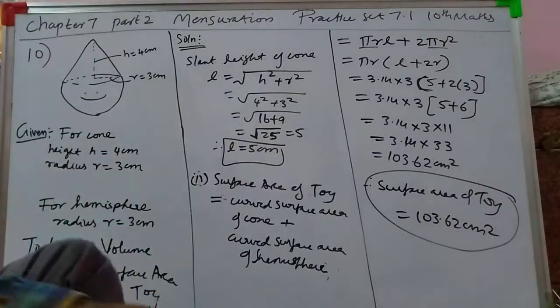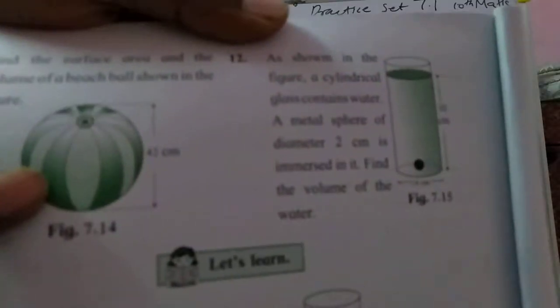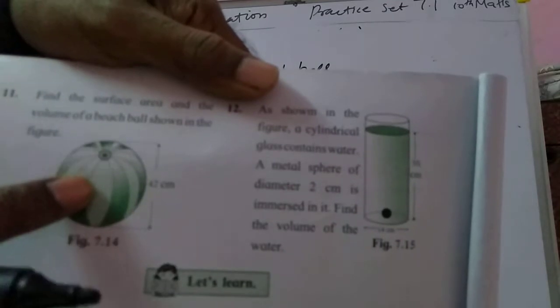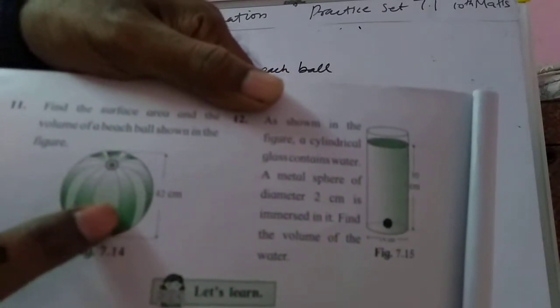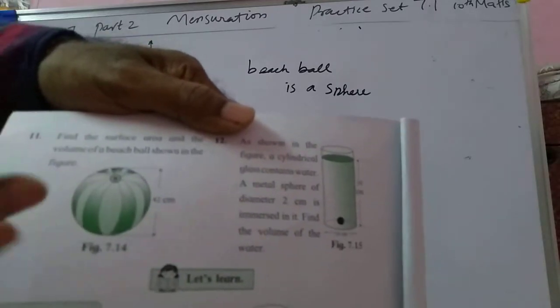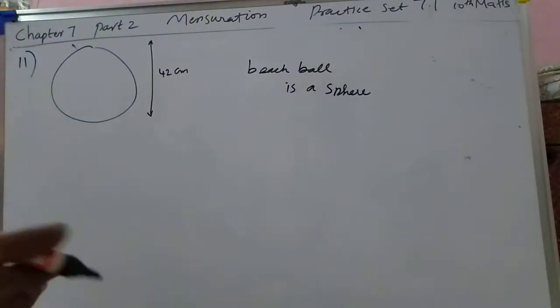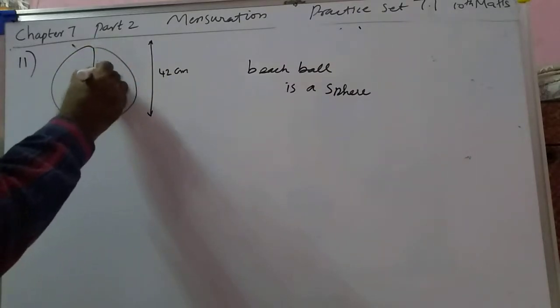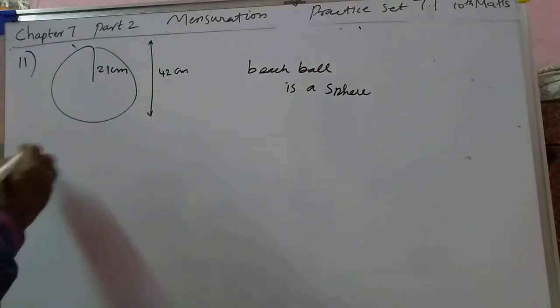Now next we will do 11th problem. Okay, this one we will do 11th problem. Okay, so it is a beach ball. Beach ball means it is a sphere. Okay, we have to find the surface area and volume. So first calculate, diameter is given. Okay, so radius will be 21 centimeter.